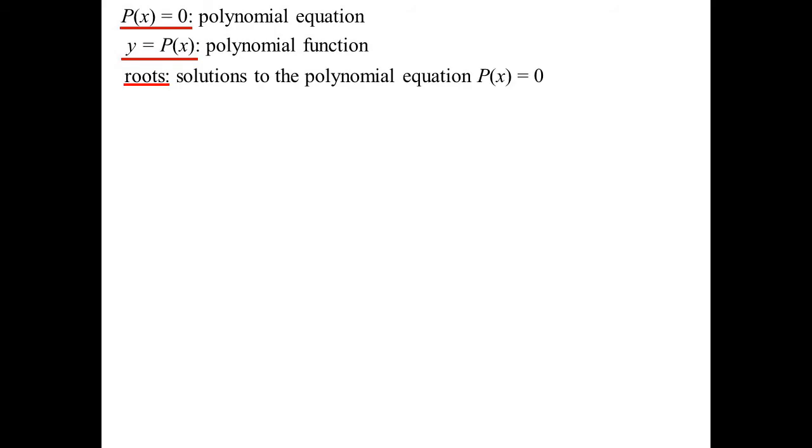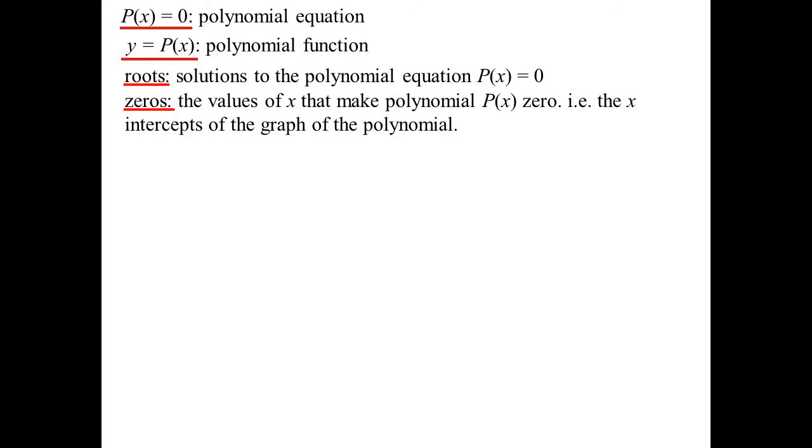Now, if we make a polynomial equal to a number, usually 0, we call it a polynomial equation. And if it's equal to another pronumeral, probably y, then it's a polynomial function. Roots are solutions to the equation, whereas zeros are the values of x that make the polynomial 0. You might recall some of these definitions from when we talked about quadratics. A quadratic is a polynomial, so a lot of these definitions are the same. They end up being the x-intercepts of the graph that we draw.